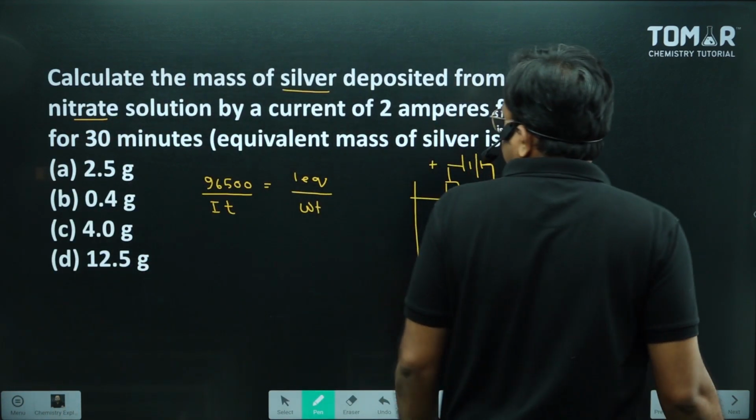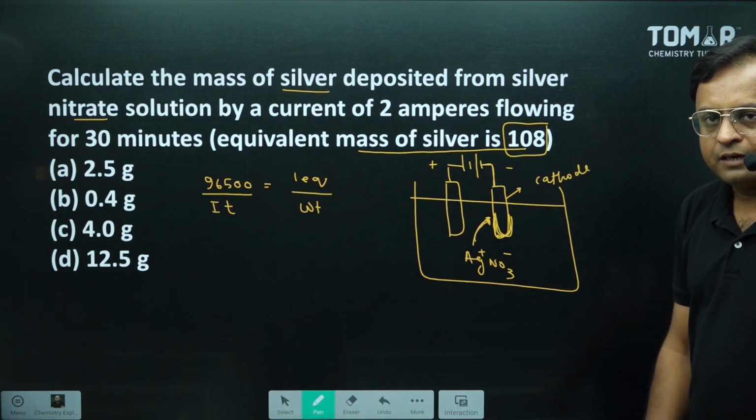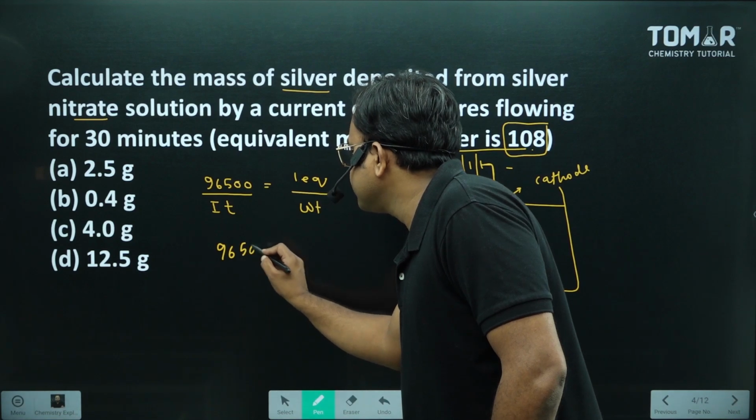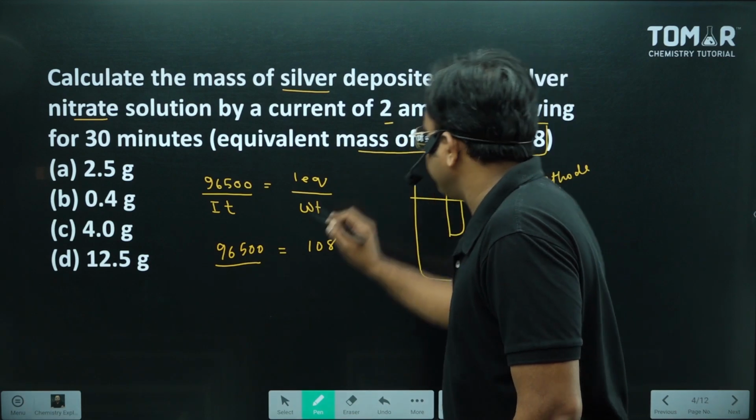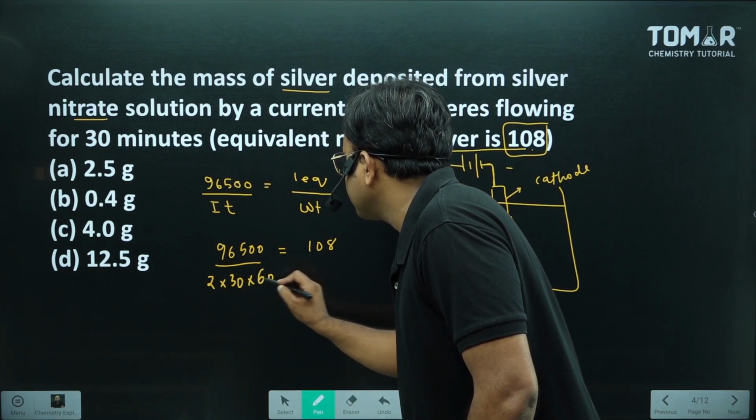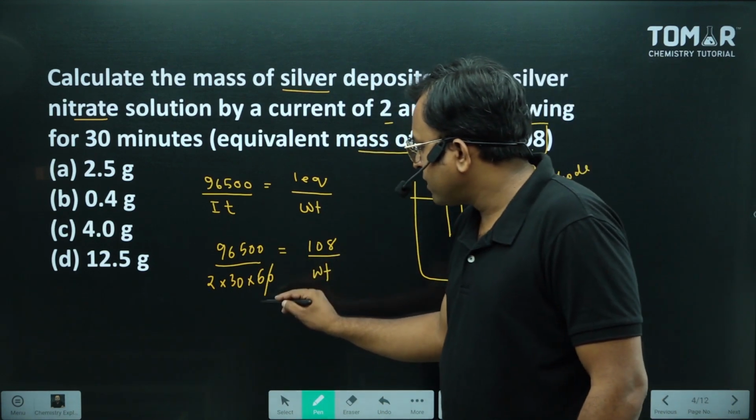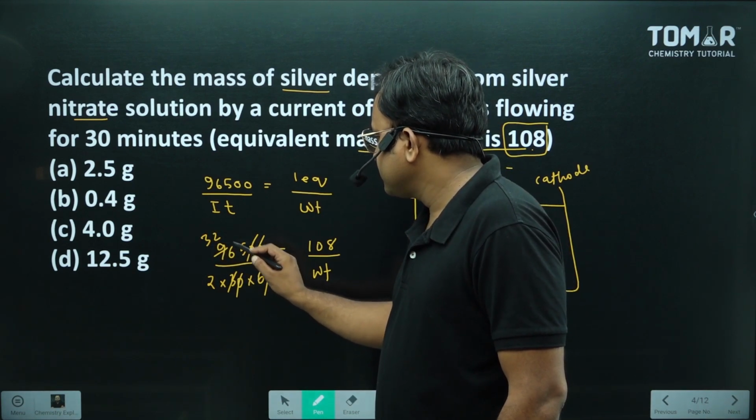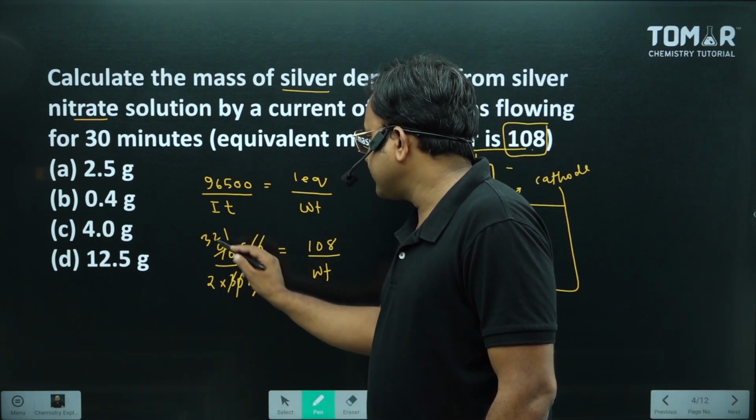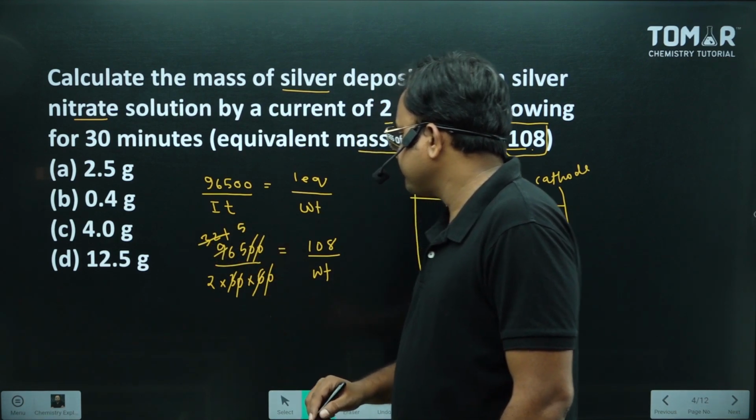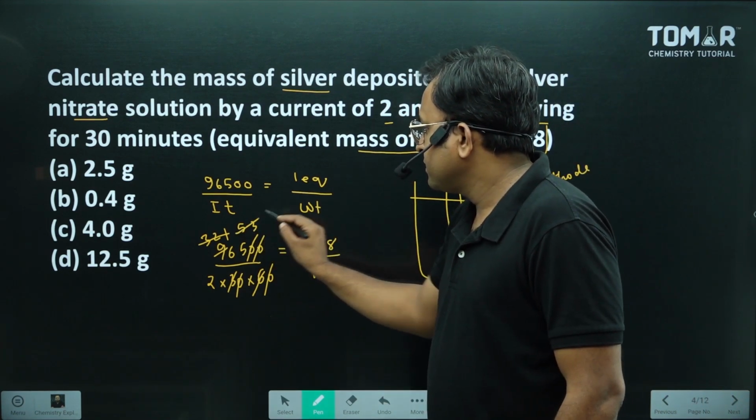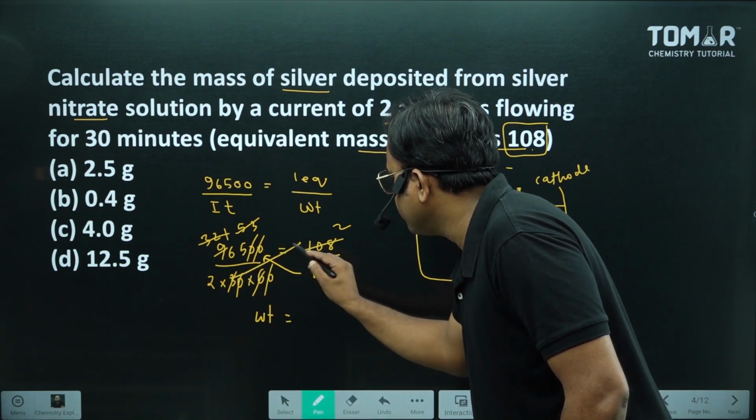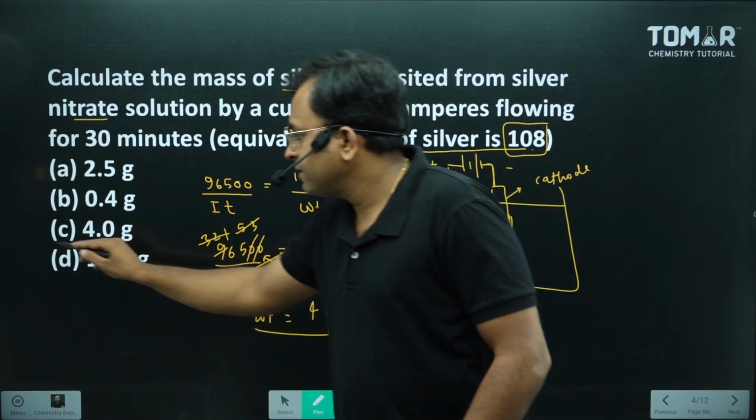Now what is the equivalent weight of silver? The atomic weight of silver is 108 and the valency factor is 1. So 108 by 1 is 108. So 96500 is equal to 108. Current is 2 ampere and time is 30 minutes, so 30 into 60, for W, the weight deposited. Solving this, it comes to around 53, which is almost 106 by 2, and multiplying by 2 here, that is equal to 4 gram. So the answer will be around 4 gram.